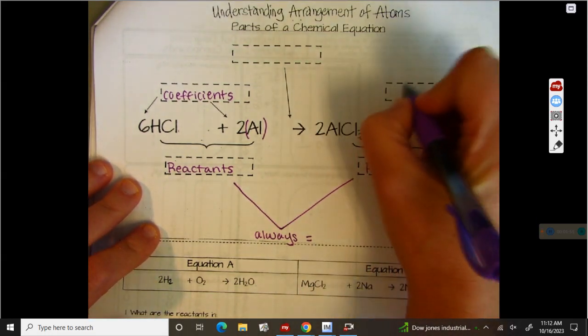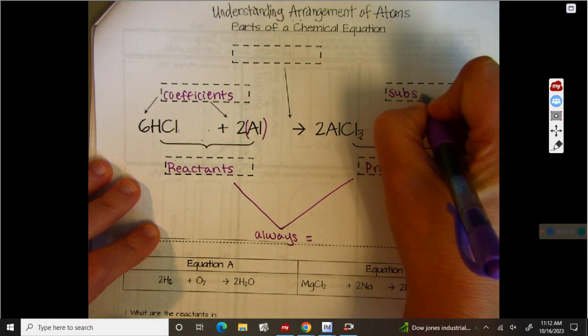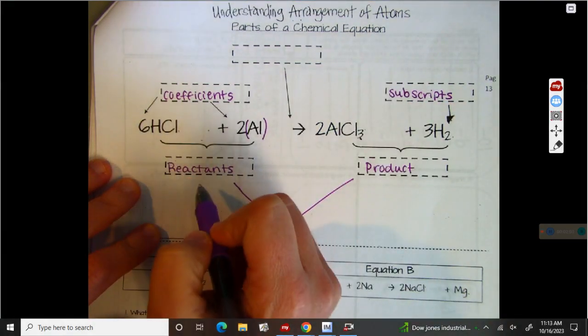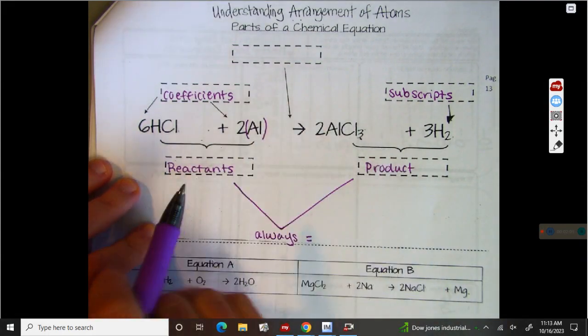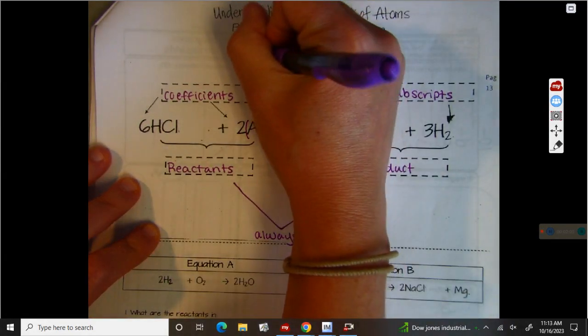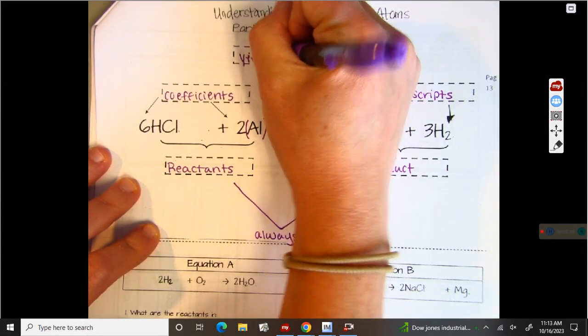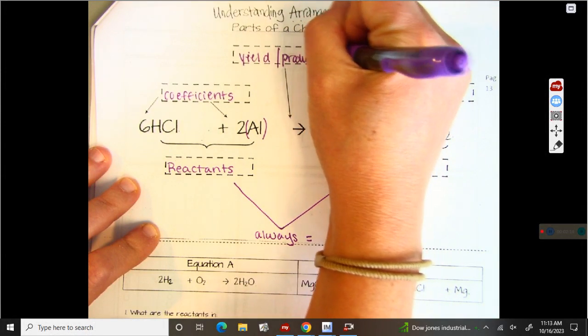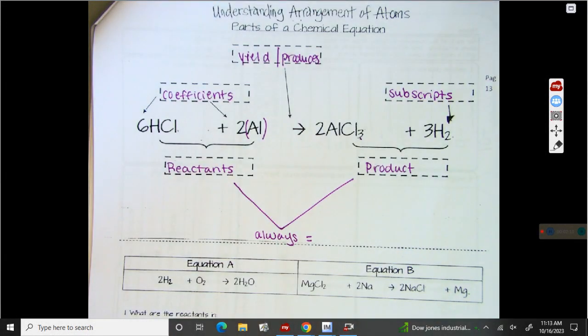These numbers behind it are called our subscripts, and these are what we cannot change. But we can change our coefficients out in front of them to make it balanced and equal on either side. This in the middle means yield or produces. So we yield or produce some sort of product whenever we are in our chemical equation. That is the purpose of our reaction, to produce something else.